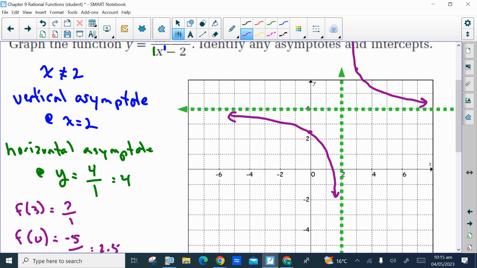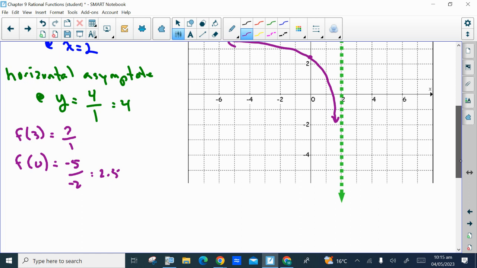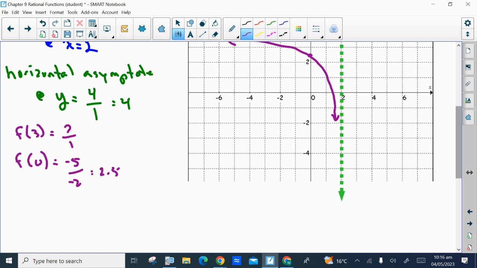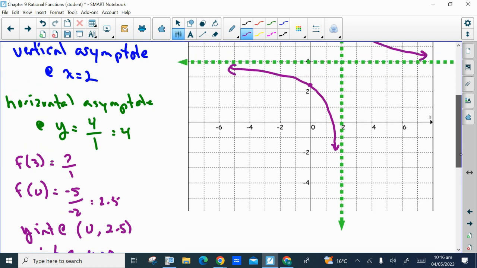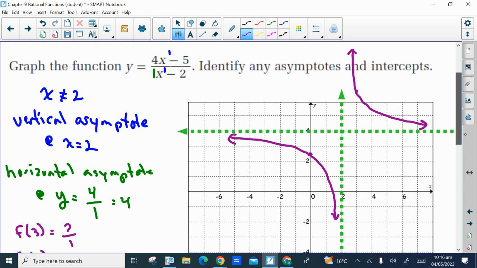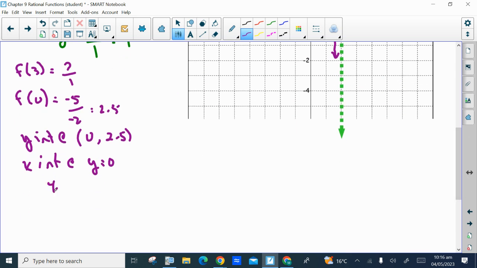So this one actually does ask us to identify any asymptotes. We've already done that, as well as the intercepts. So here we found the y-intercept by letting x equal 0, 0 comma 2.5. We talked about the x-intercept earlier. Remember, that's where y equals 0 and a rational function equals 0 when the numerator equals 0. That's where 4x minus 5 equals 0, which is where x equals 5 quarters, 1 1/4. Right, so there's our x-intercept at the point 5 quarters, comma 0.